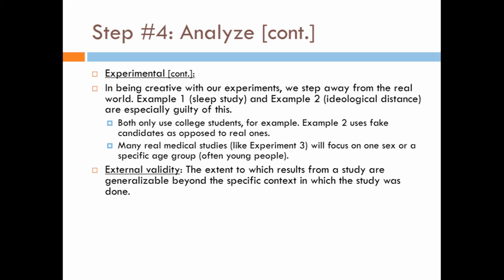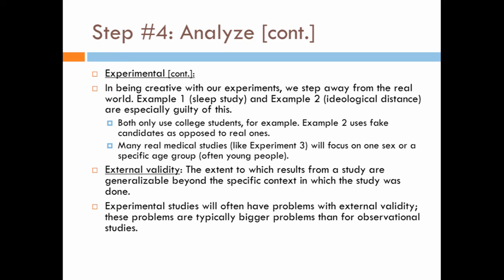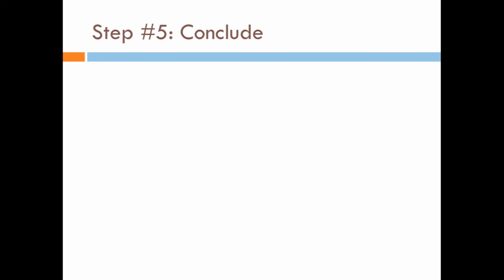External validity is the extent to which results from a study are generalizable beyond the specific context in which the study was done. Experimental studies will often have problems with external validity, and these problems are typically bigger problems than for observational studies. So in short, there are costs and benefits to both approaches to analysis.